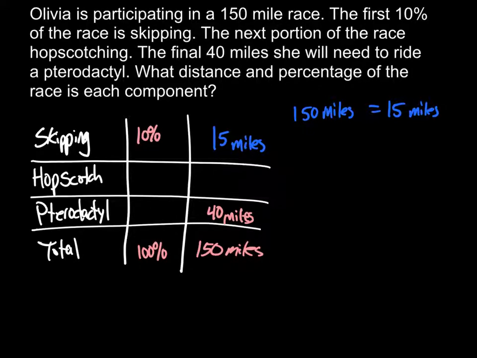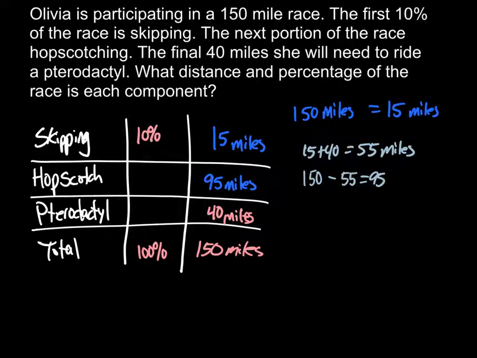From there, I can figure out the total number of miles by adding these two together. So I have 15 miles plus 40 miles, which gives me 55 miles. And I can subtract that from 150, which gives me 95 miles, which tells me that 95 miles are going to be hopscotched, which is a lot of hopscotching.